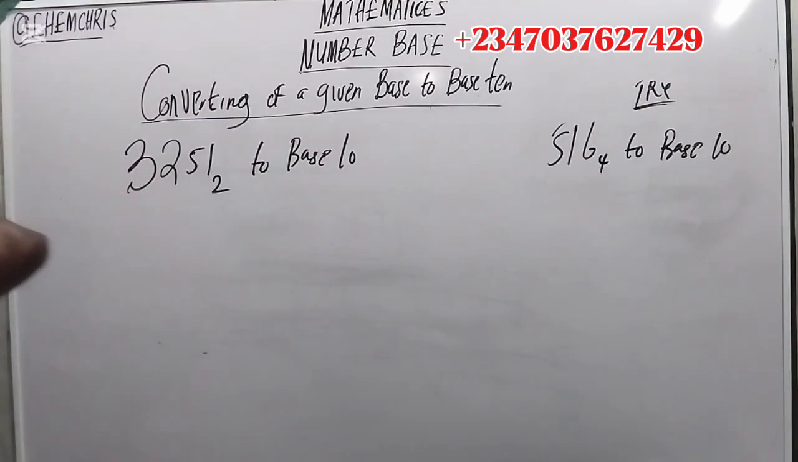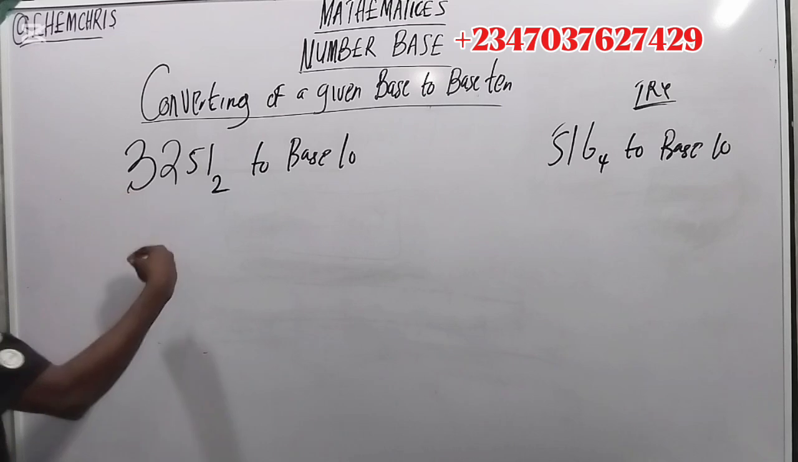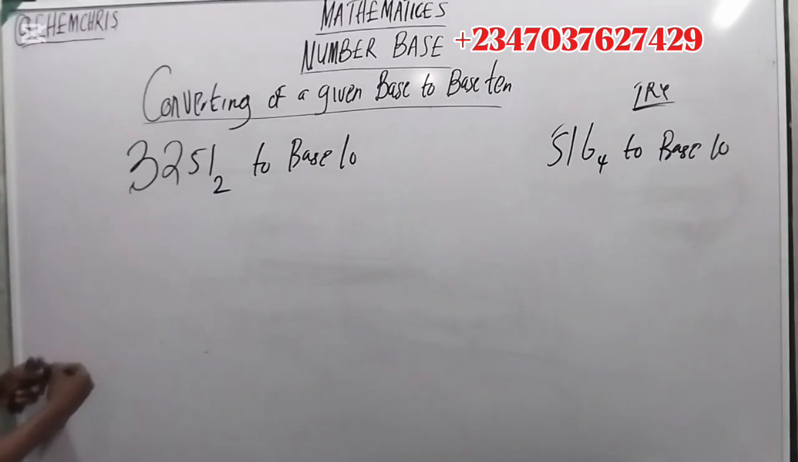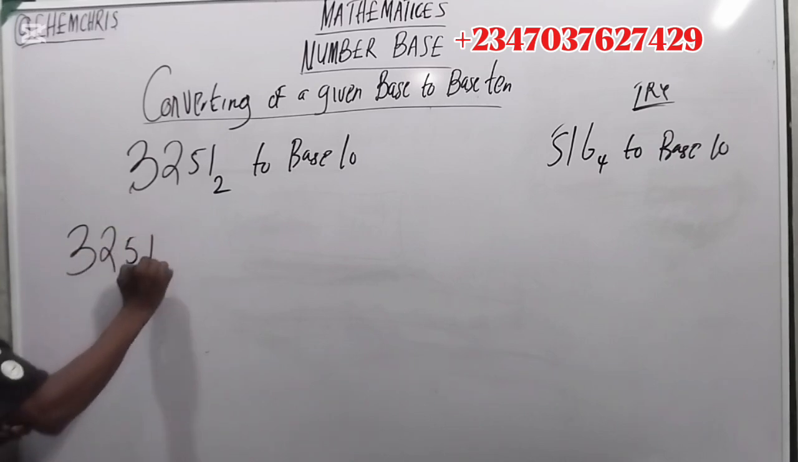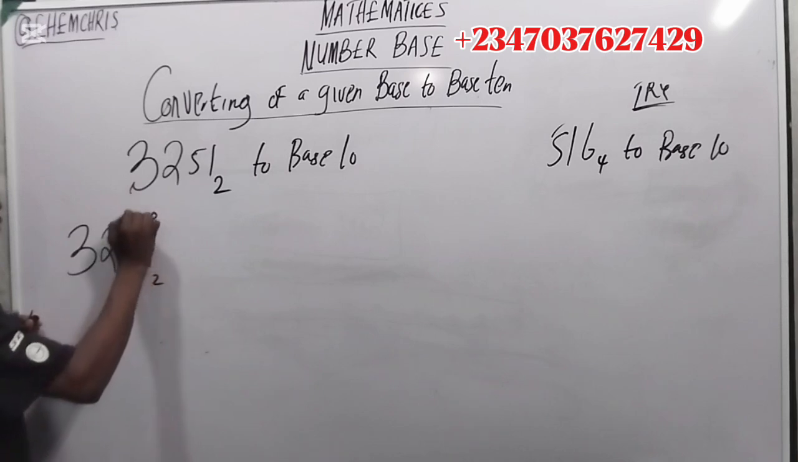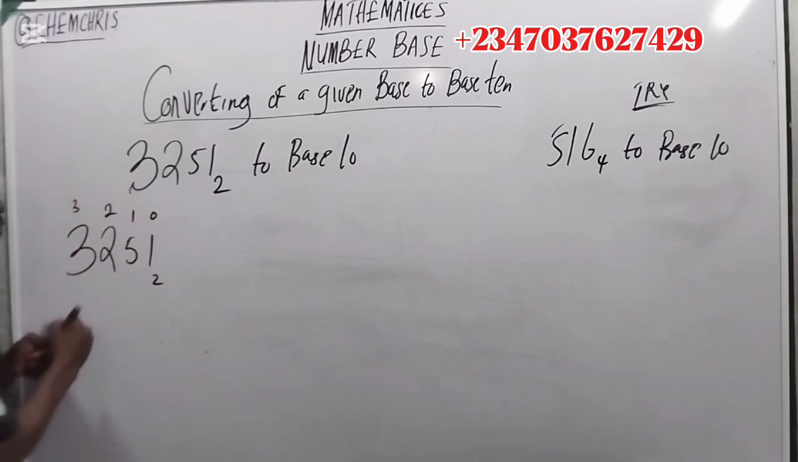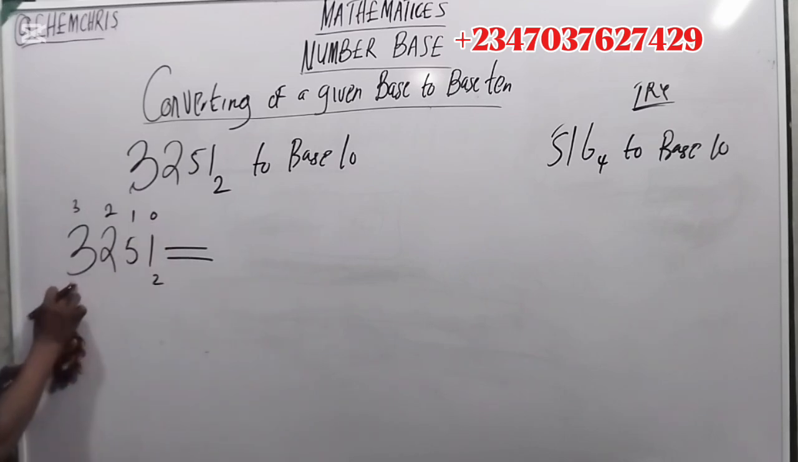So now let's look at this one here. This number is in base 2, and we have to convert it to base 10. How do you do that? It's very easy. First of all, looking at the number here, 3, 2, 5, 1, 2. Remember, each of these digits has its position: 0, 1, 2, and 3. You can start from here or you can start from here, but let me start from here.